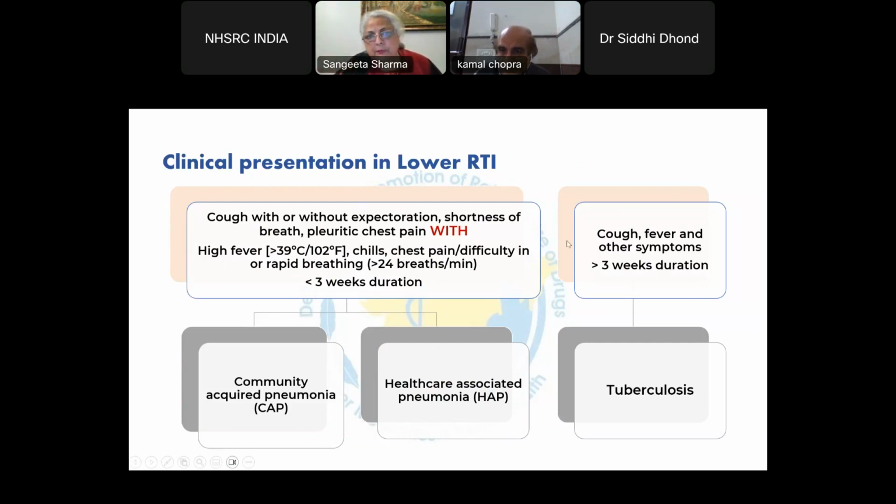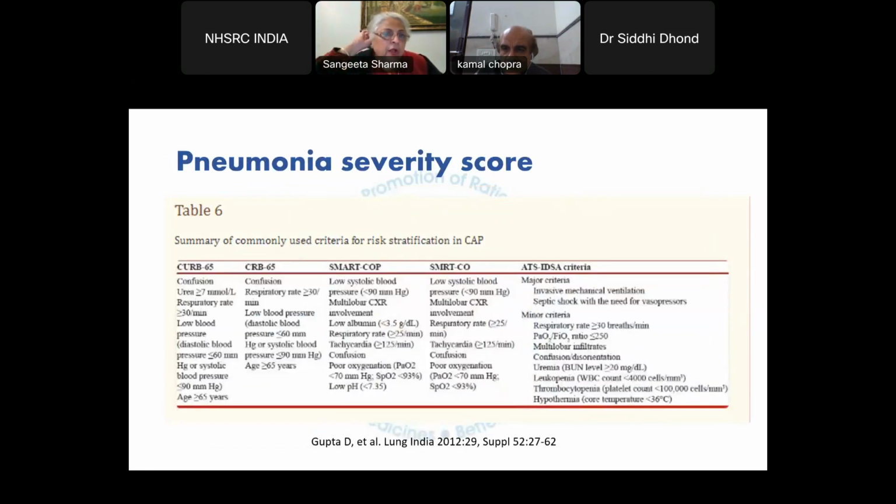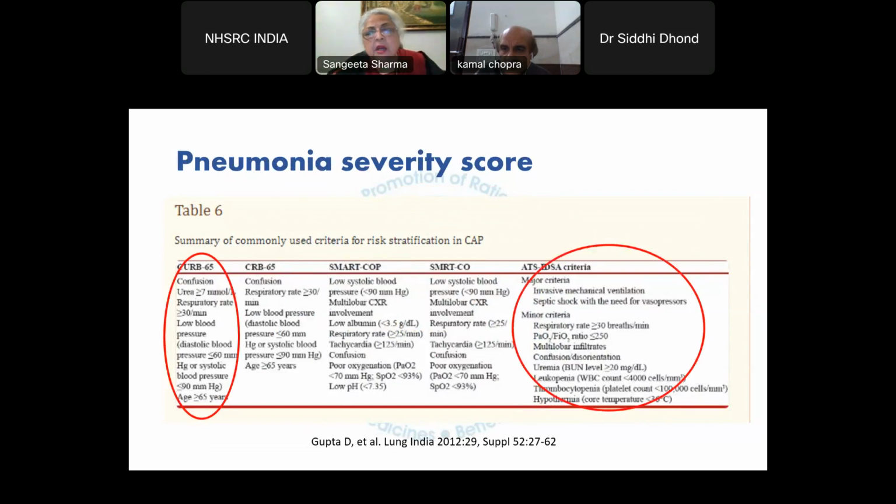Clinical presentation: the patient may come with high fever, chills, chest pain, breathing difficulty, cough with or without expectoration, pleuritic chest pain. If the duration is less than, I think it is 2 weeks, then you can think of community acquired. If it is hospital or healthcare associated, or if it is more than 2 weeks, then it is tuberculosis. Now, for pneumonia, he has already mentioned the CURB-65 score; you can use it to decide whether these patients need hospital admission or not. So this will help you in deciding whether this patient is good for outpatient treatment or inpatient treatment.